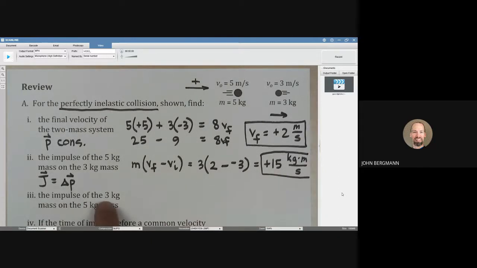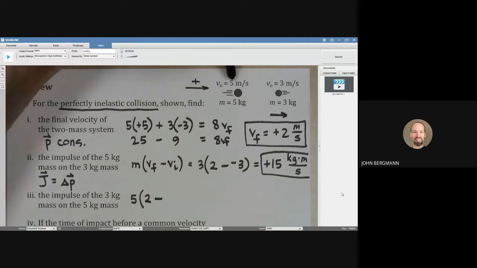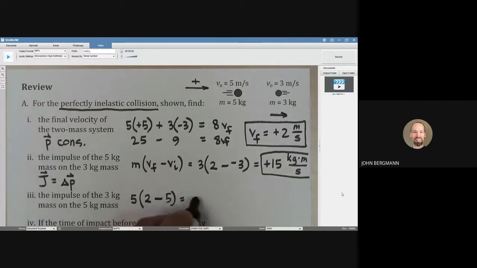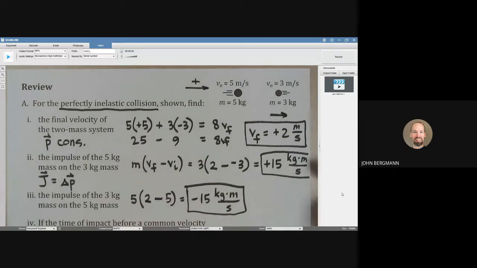What about the impulse of the 3 kilogram mass on the 5 kilogram mass? Again, the impulse is equal to the change in momentum. So how does the momentum of the 5 kilogram mass change? It's 5, its mass, times V final, which we said was 2, minus V initial. And its V initial was a +5 here. So that comes out to be -15 kilogram meters per second. That shouldn't surprise us. The impulse that one mass imparts to the other is numerically equal to, but opposite in direction of the impulse of the other on the one.